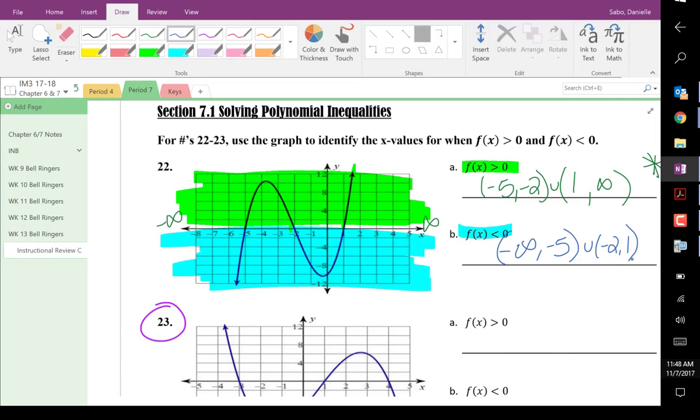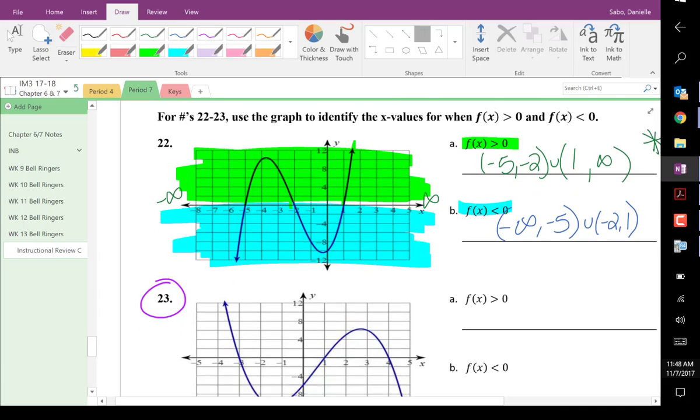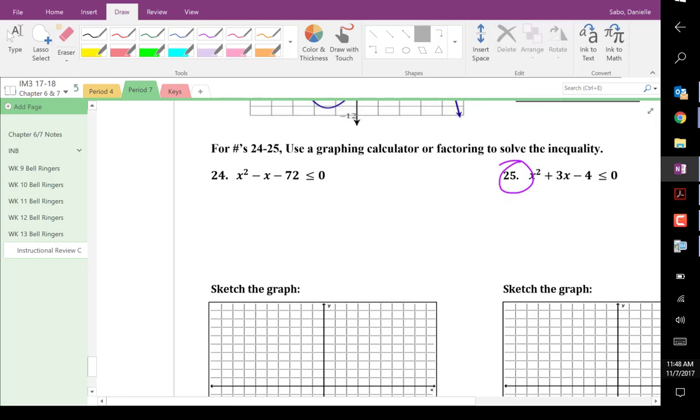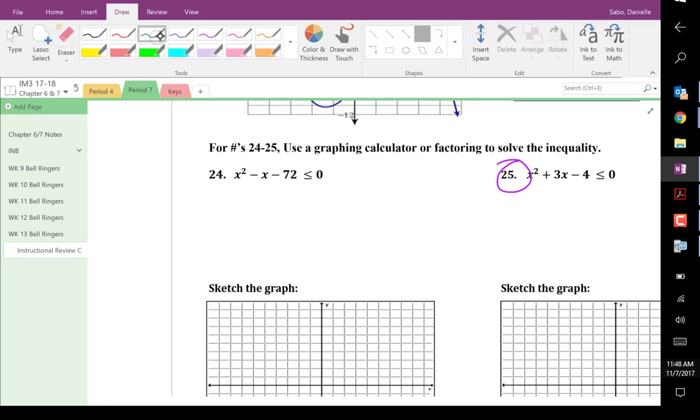Okay, and last one here. There are 2 ways. Again, you can do this problem. You can graph in your graphing calculator and call it a day, or you can factor it. So I'm going to show you how you would do it first, factoring. If you want to factor, what multiplies to -72 and adds to -1?